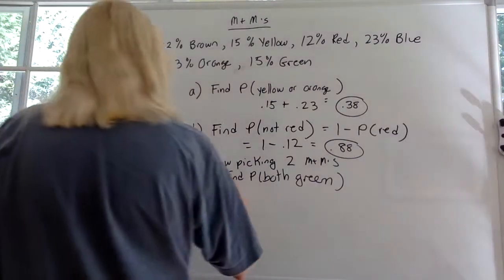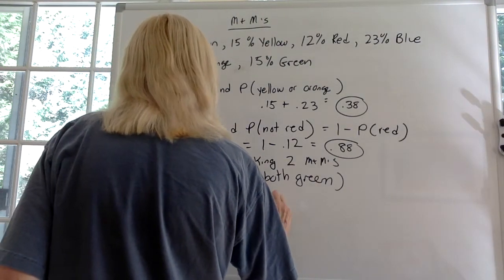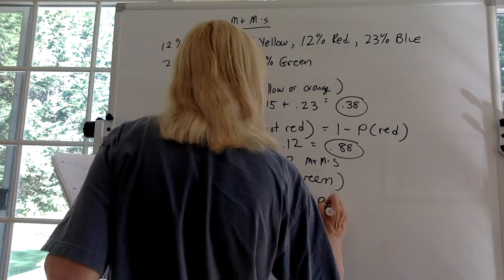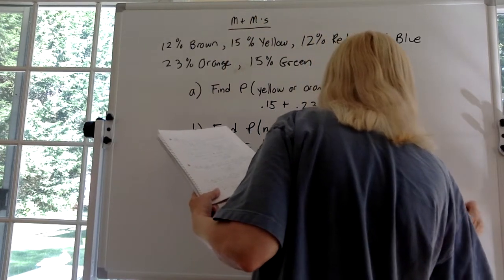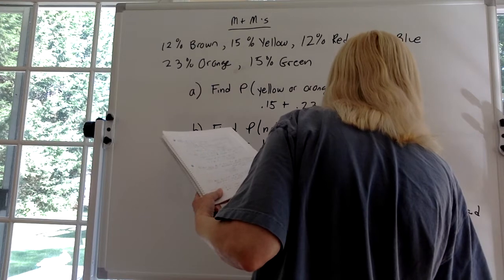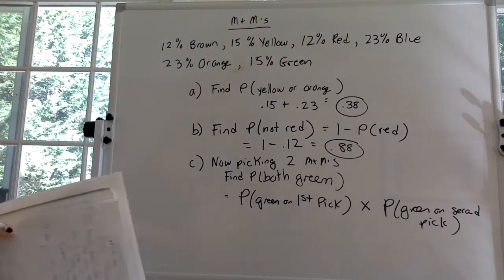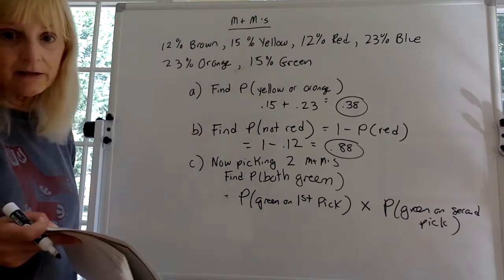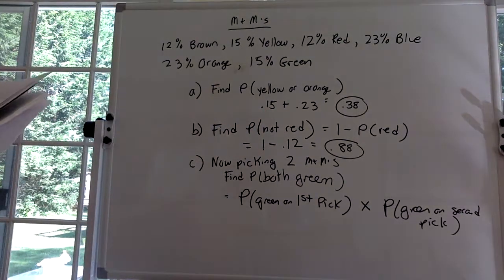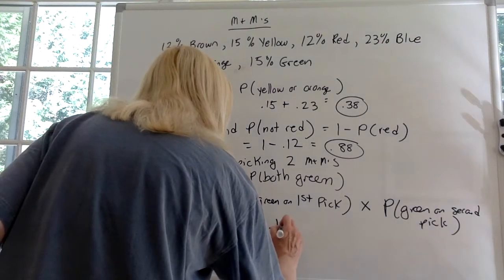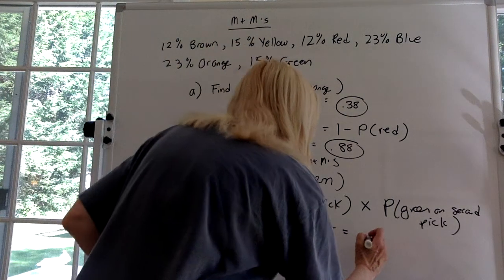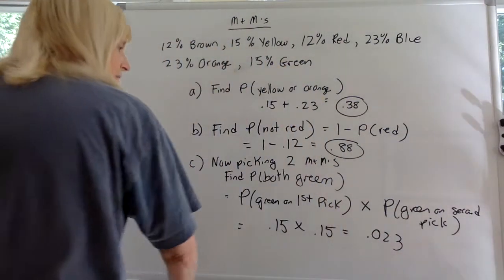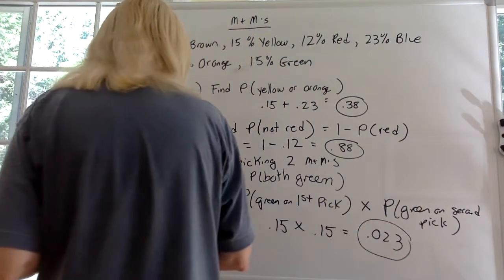Okay, so basically to find that, you have to say probability of green on first pick times the probability of green on second pick. Because there's two picks, you're multiplying the probabilities this time instead of just adding like we did before, okay? So let's see, what's the probability of a green? It's 15%. So that's 0.15 times 0.15. And if you do that on your calculator, I believe you get 0.023. Okay, so that's for part C.